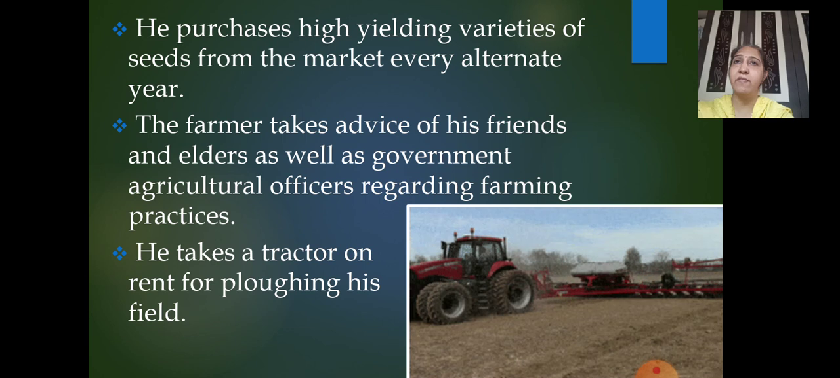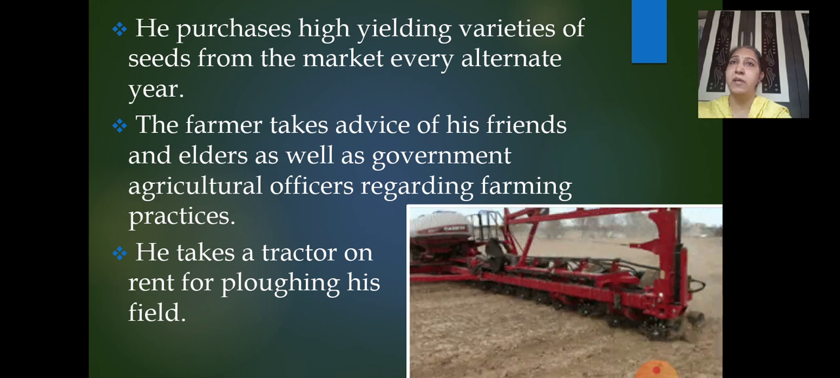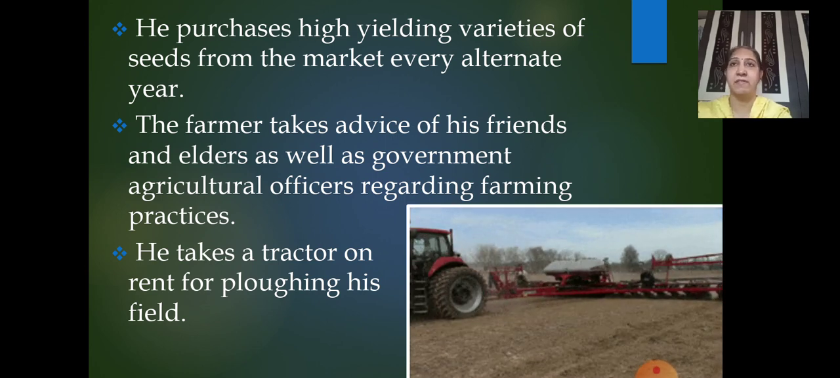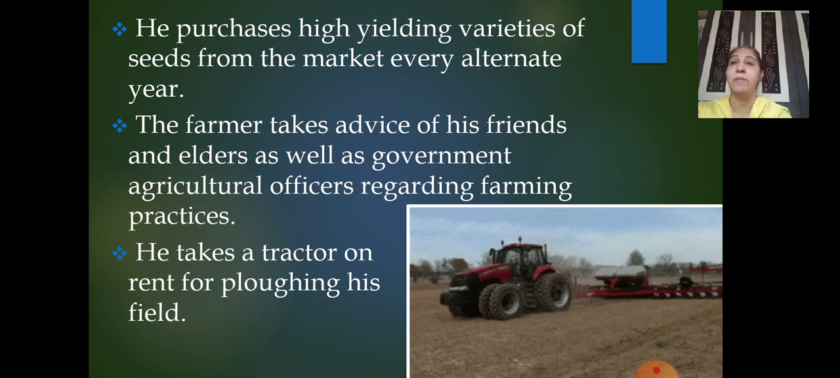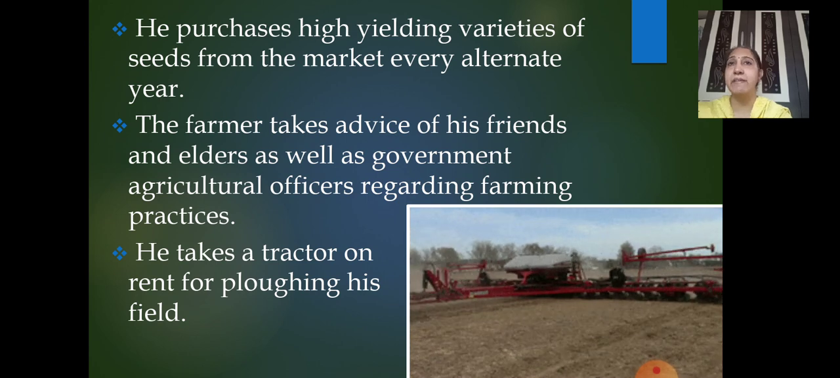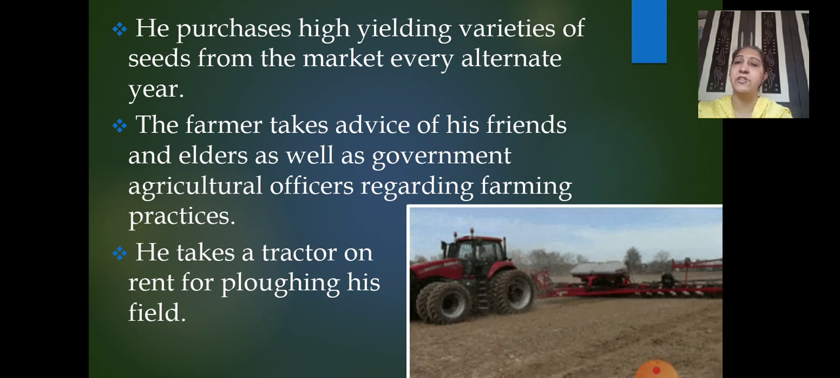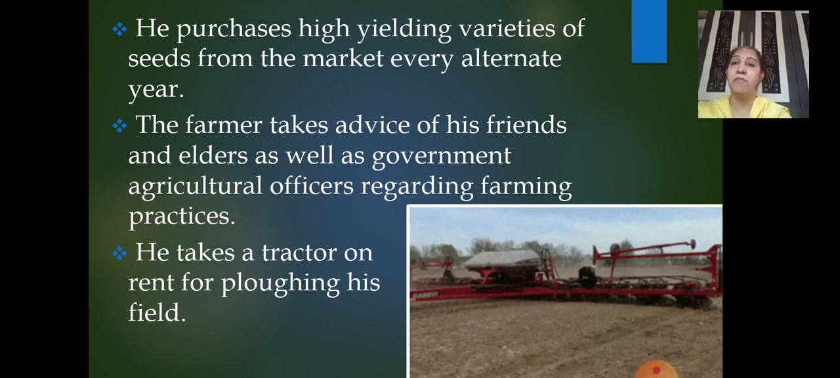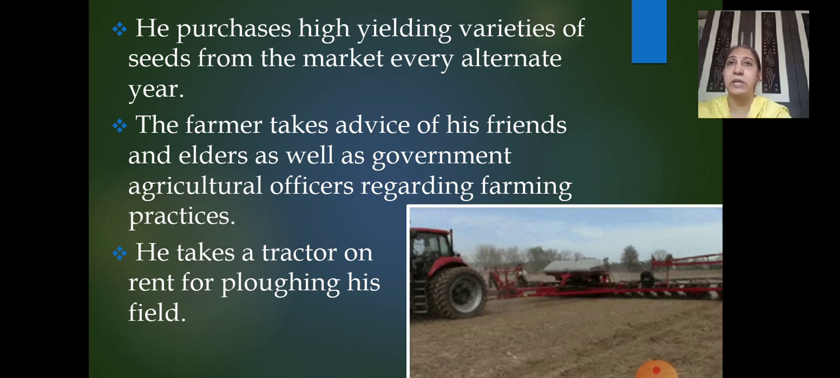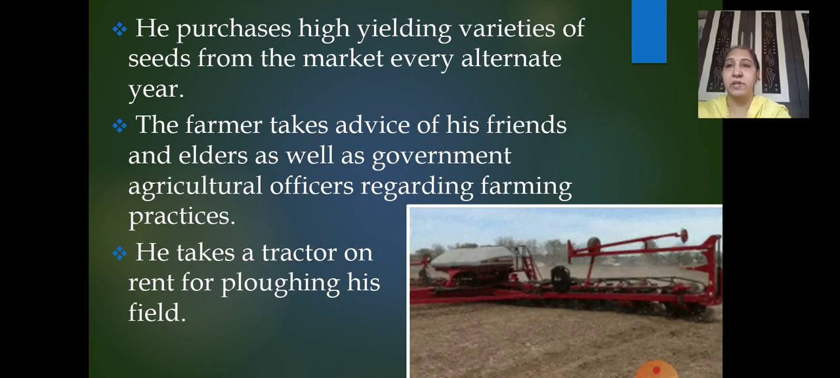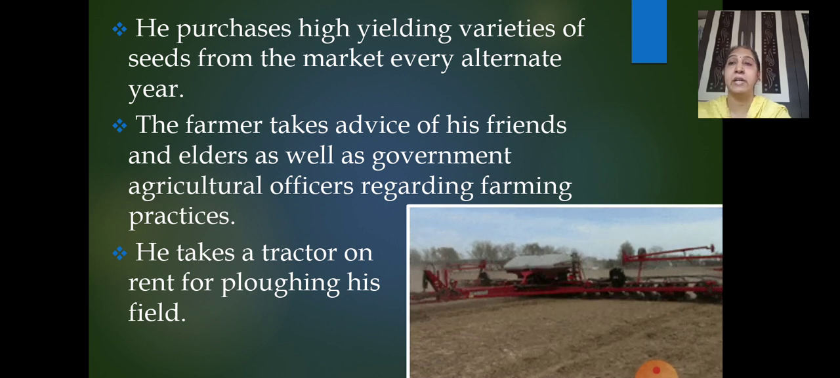The land is fertile and he grows at least two crops in a year, which are normally wheat or rice and pulses. The farmer, that is Munna Lal, takes advice of his friends and elders as well as government agricultural officers regarding farming practices, like which technology he should use to increase agricultural cultivation. He takes the advice from his friends, elders, as well as from the government agricultural officers.